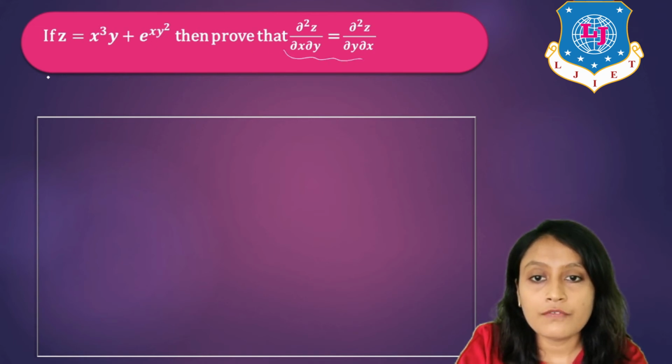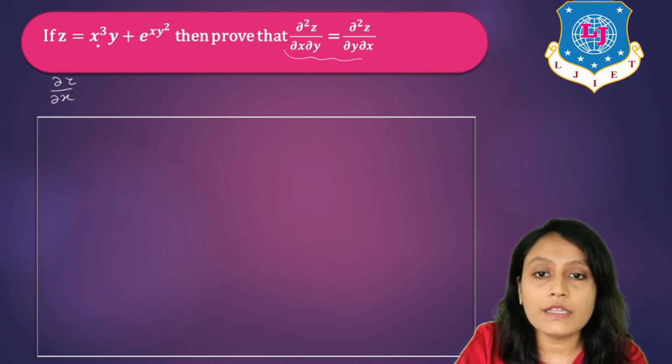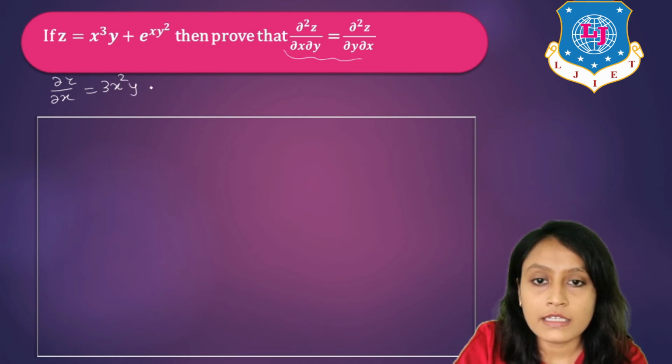Now firstly we will find this del z by del x, the partial derivative of z with respect to x, and we will keep y as a constant. So this y is constant, means as it is, derivative of x cube is what? 3x square. So 3x square y plus, now derivative of e raised to x y square. So it is e raised to x y square into, we will apply the chain rule, so you will get here y square, because derivative of x is 1 and y square is constant.